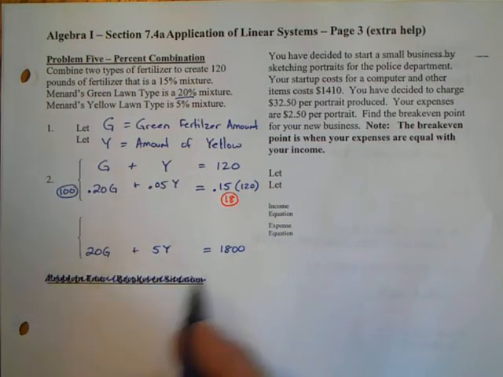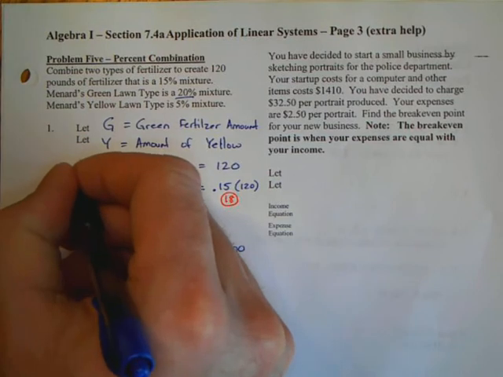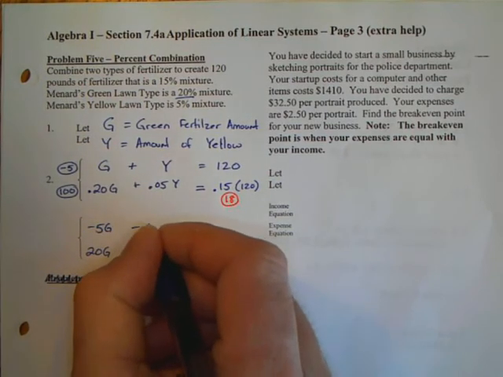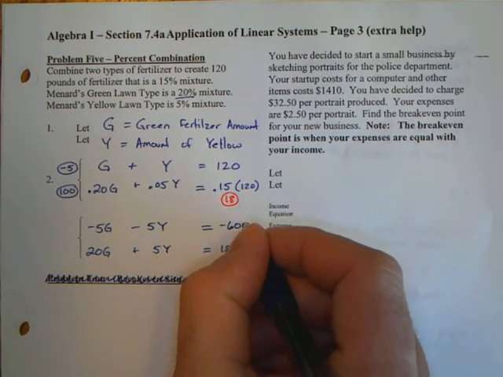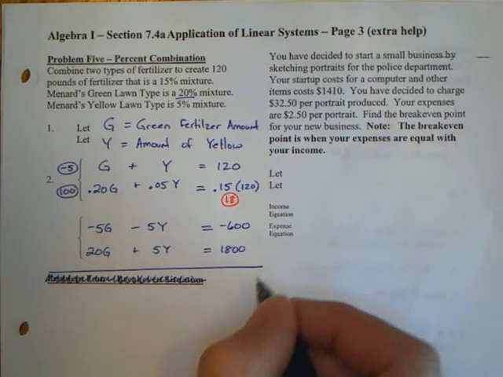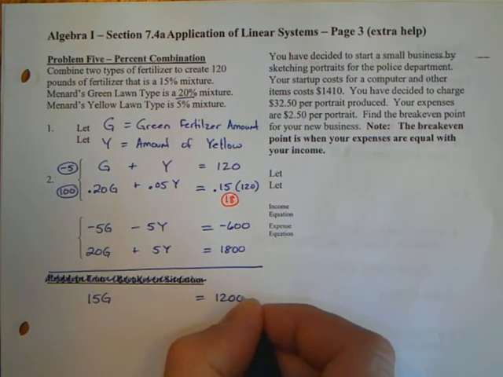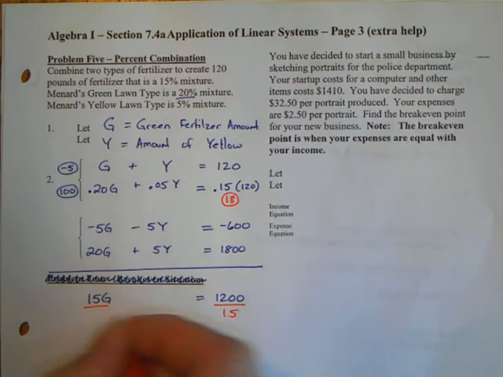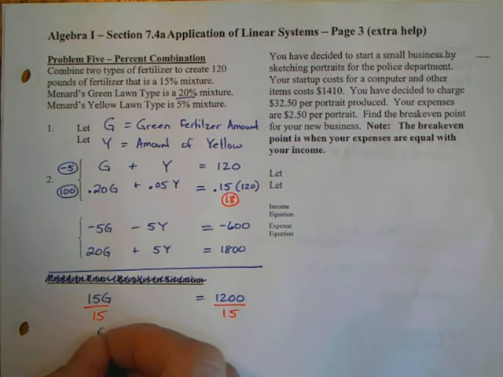And so for elimination, I want to have the opposite of a positive 5. So I would like this to be a negative 5. So I'm going to multiply by negative 5, giving me negative 5G, negative 5Y, and 120 times negative 5 is negative 600. And now I'm going to add up these two equations. That leaves me with 15G equals 1200. I'm going to divide both sides by 15. When I divide 1200 by 15, I get 80.